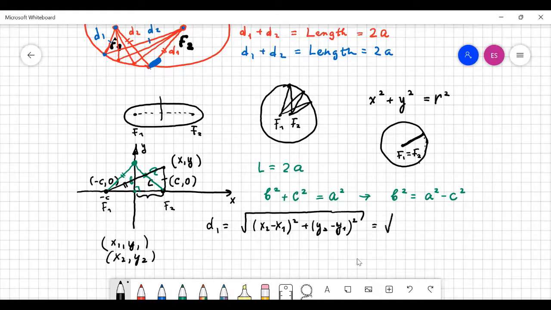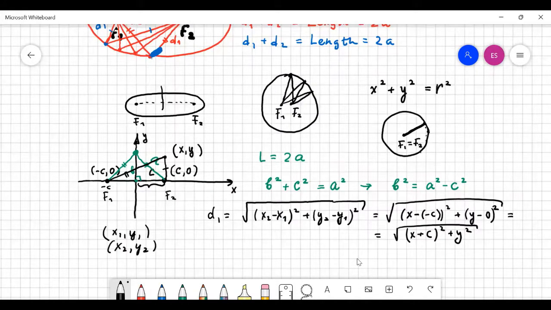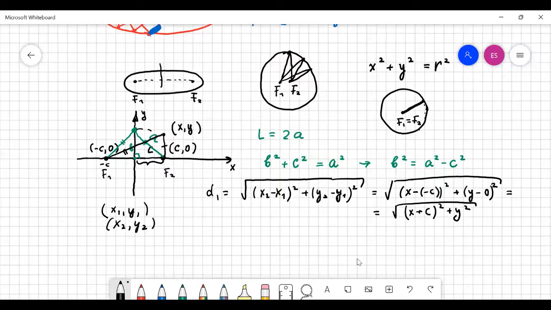In my case, what is my x and y? My x and y are just x and y. So x2 and y2 are x and y. And x1 and y1 is going to be my first focal point, minus c, 0. So I'm going to have the square root of x minus minus c squared plus y minus 0 squared. If I simplify it a little bit, I'm going to get the square root of x plus c squared plus y squared. That's my distance 1, from the point on my ellipse to the focal point.